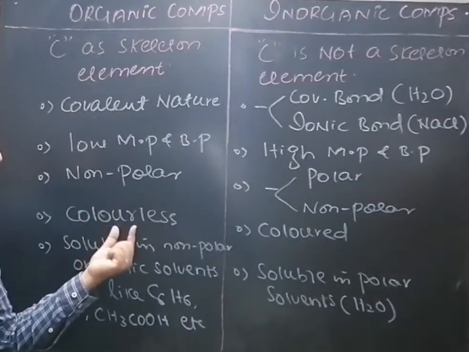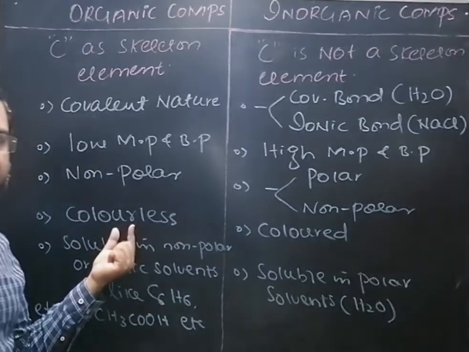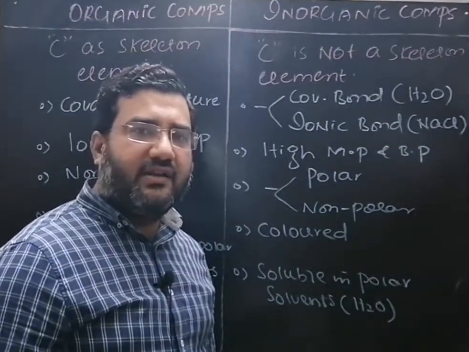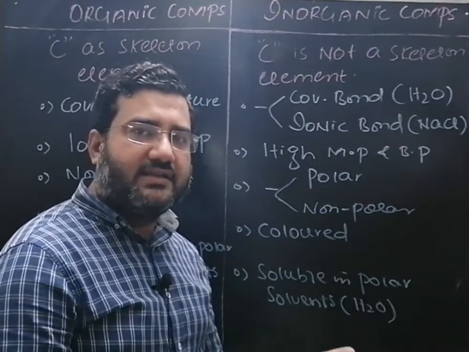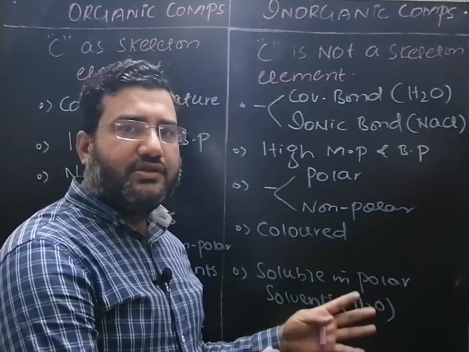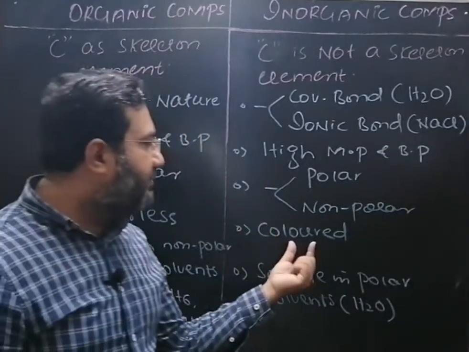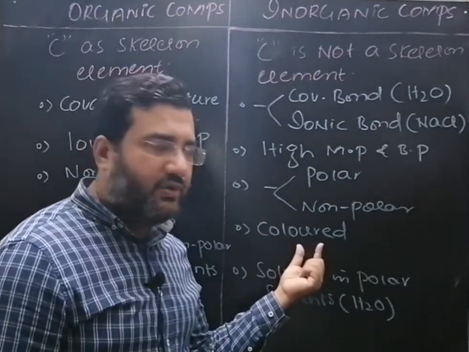Then organic compounds are mostly colorless. Like you can see benzene, it is colorless. Alkanes mostly are colorless whether they are present in gaseous, liquid or solid form. So they are mostly colorless, but inorganic compounds are mostly colored compounds.